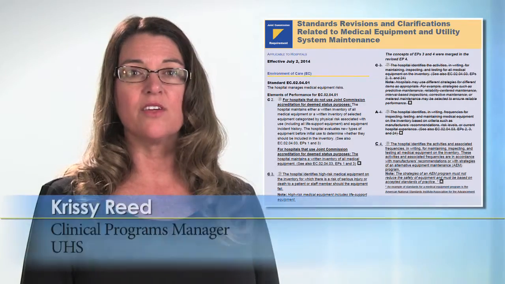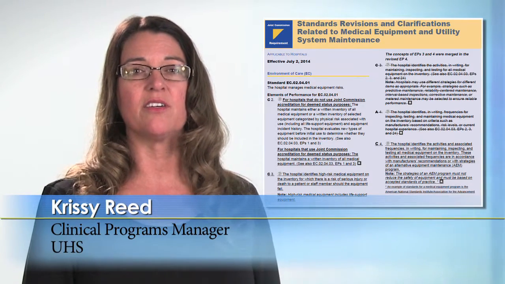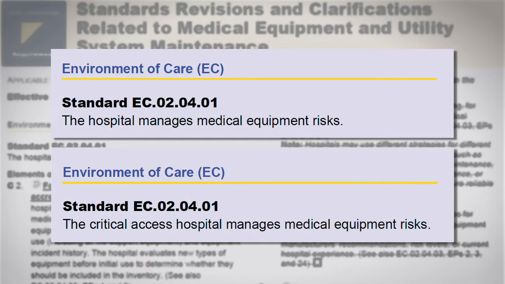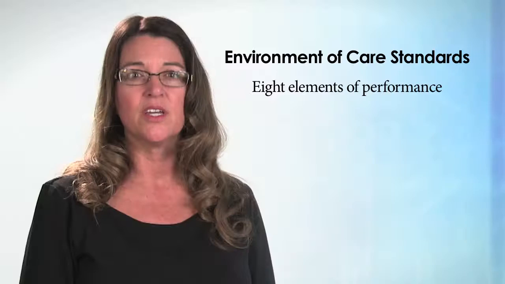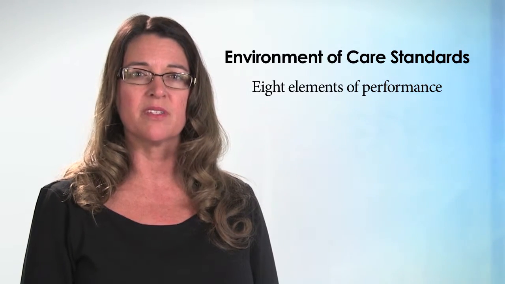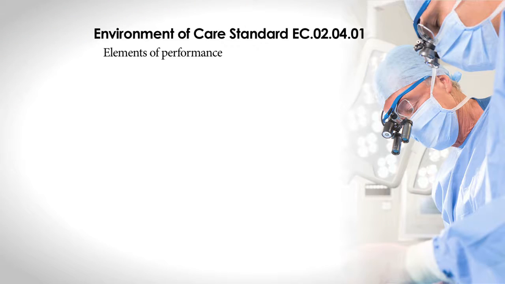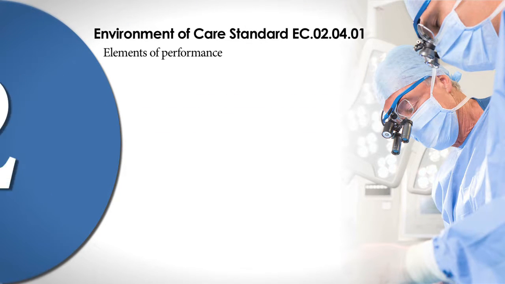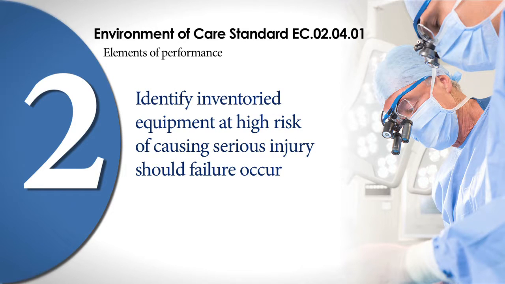Thank you, Richard. The Environment of Care Standard EC 02.04.01 states that the hospital or critical access hospital manages medical equipment risks. To understand what this means, let's discuss the elements of performance a hospital must adhere to for this standard. First, maintain a written inventory of all medical equipment. Second, identify medical equipment on the inventory for which there is a high risk of serious injury or death to a patient or staff member in the event of equipment failure.